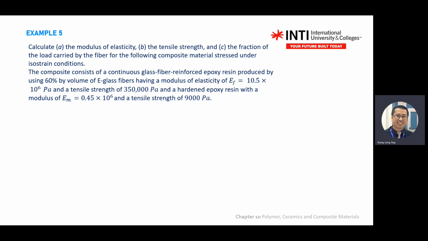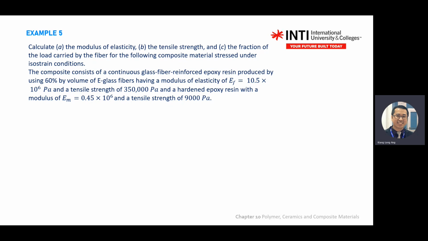So the composite consists of what? It consists of glass fiber reinforced epoxy resin. So you have to identify which one is fiber and which one is your matrix. Here you know that it's glass fiber, and your matrix is epoxy resin. You only have two main components in a composite, fiber and matrix. This question gives you a composite consisting of fiber, which is glass fiber, then beside the fiber, the matrix, which is epoxy resin.